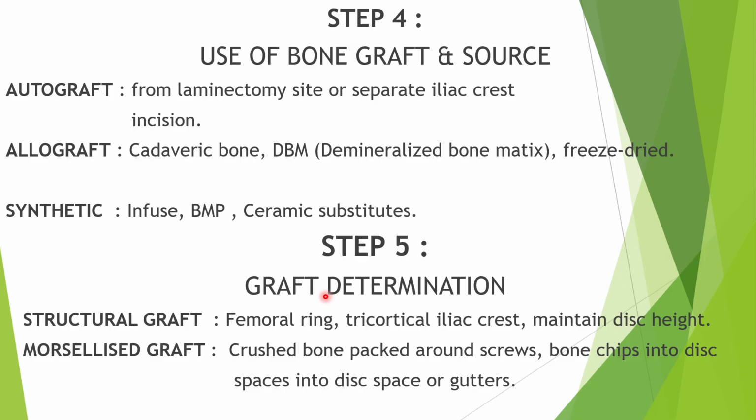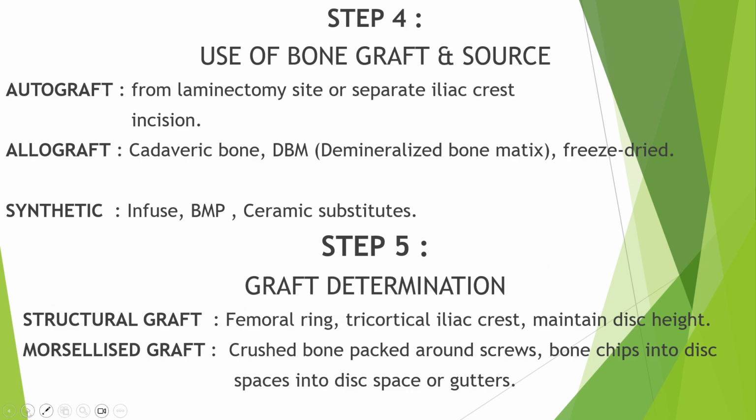Now the next one, step 5, is graft determination. It means the surgeon will choose the type of graft based on the surgery. Sometimes he will use a structural graft, sometimes a morcellized graft. So what is a structural graft? The structural graft is a solid piece of bone used to support the spine and maintain the disc height. And morcellized graft is crushed bone chips packed around the cages, screws, and disc space to promote bone fusion. So these were the graft determination.